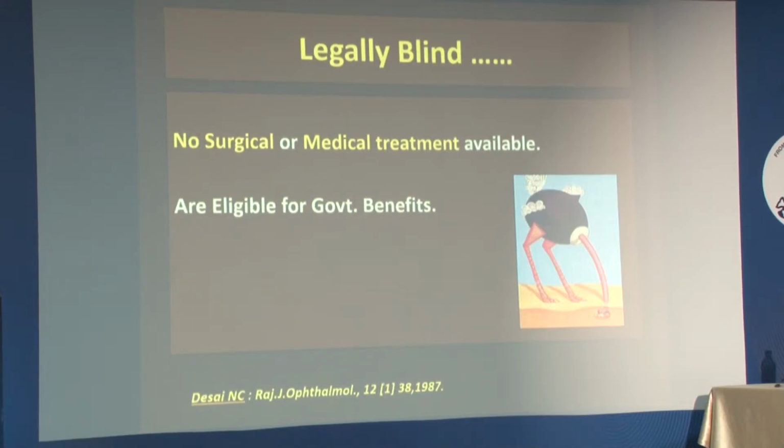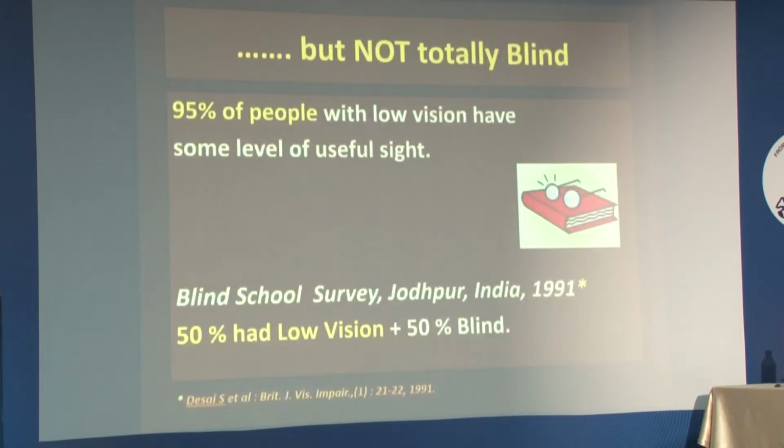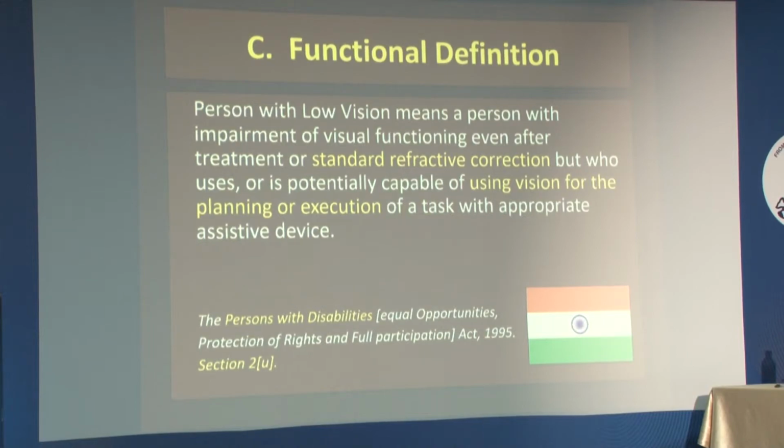People with low vision are legally blind, and at the current point in time, no surgical or medical treatment is available to improve vision, and they are eligible for all government benefits made for the visually impaired person. Although they are legally blind, they are not totally blind because they have some residual vision. In one study in 1991 at Jodhpur, in a blind school, 95% of people with low vision had some level of useful sight. Here there is no cut-off visual acuity.